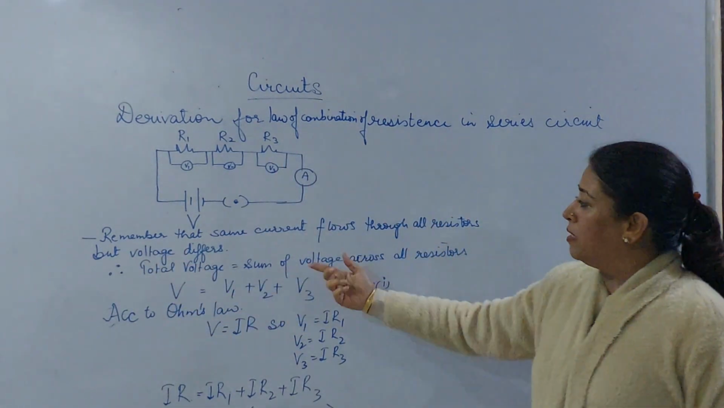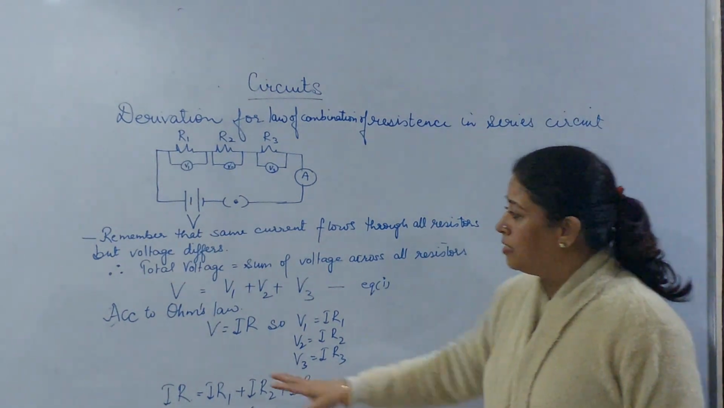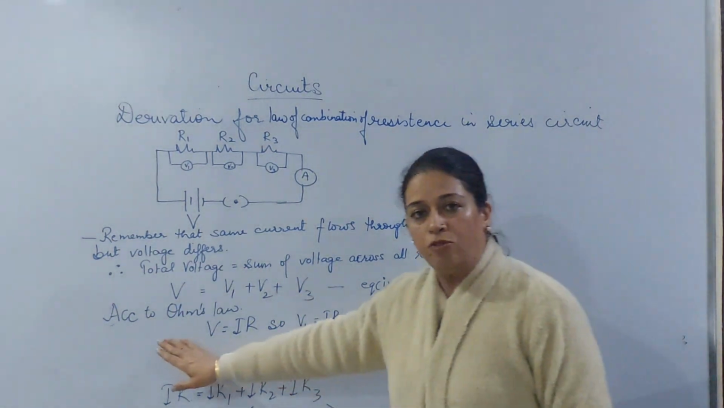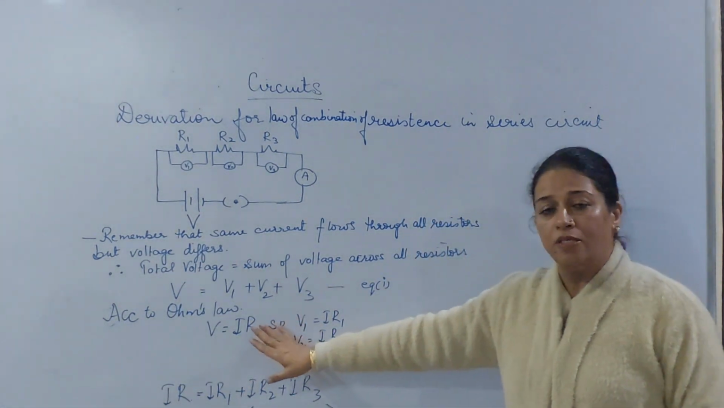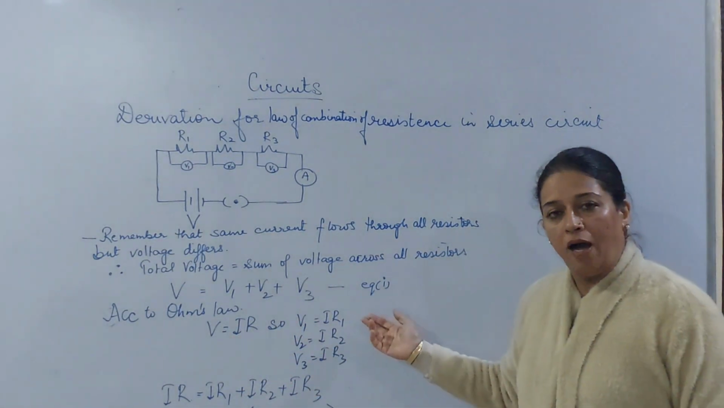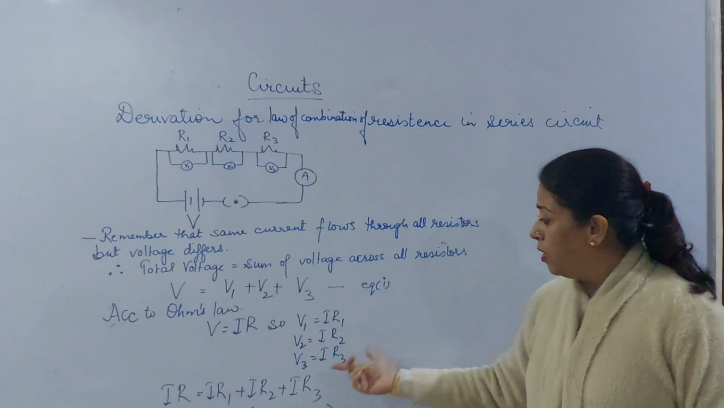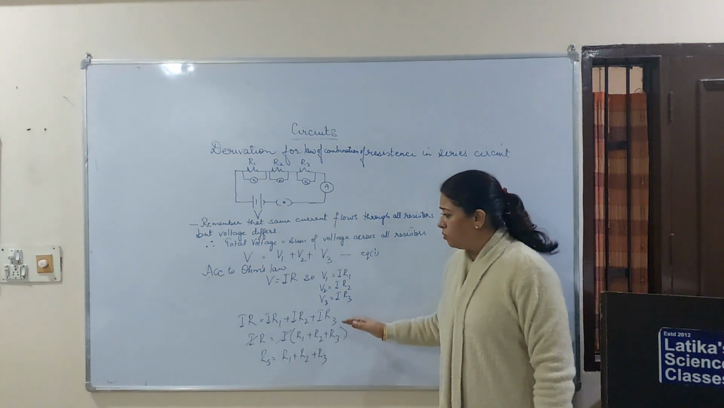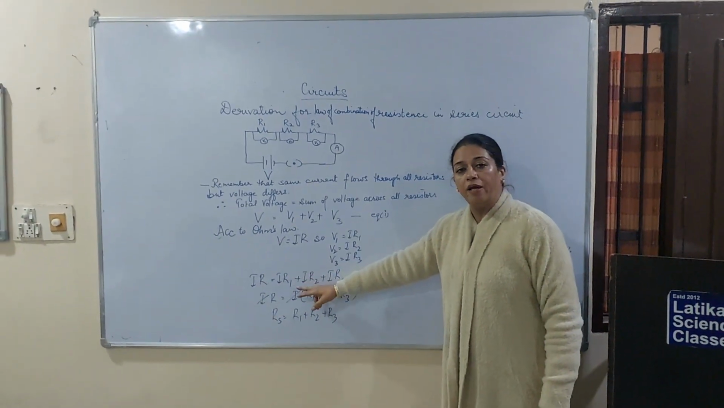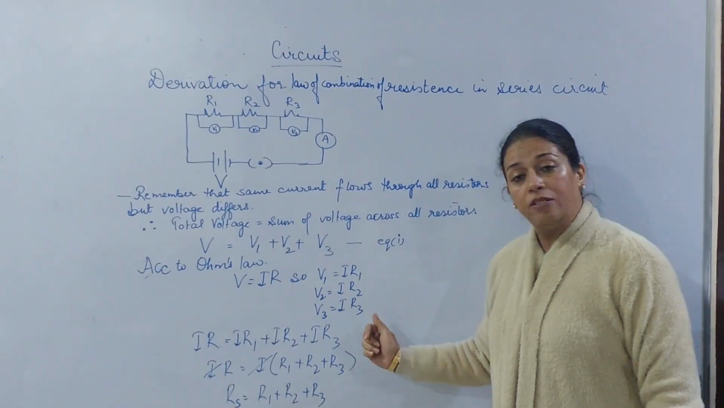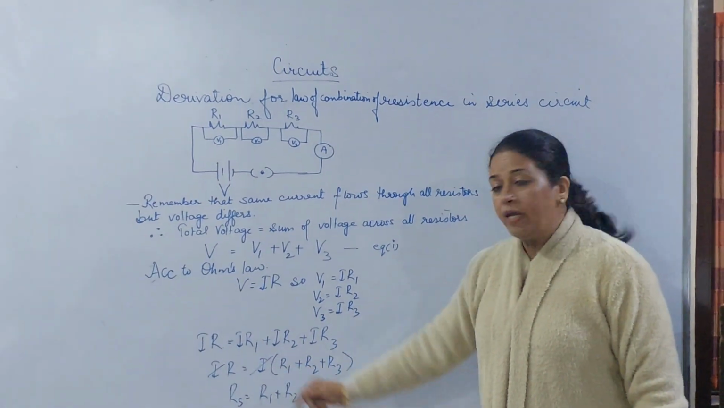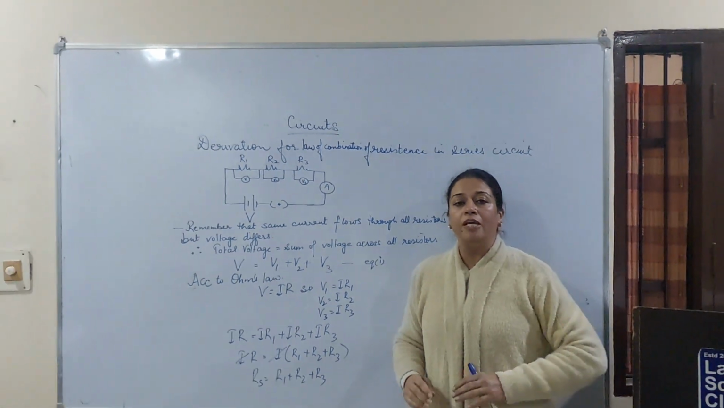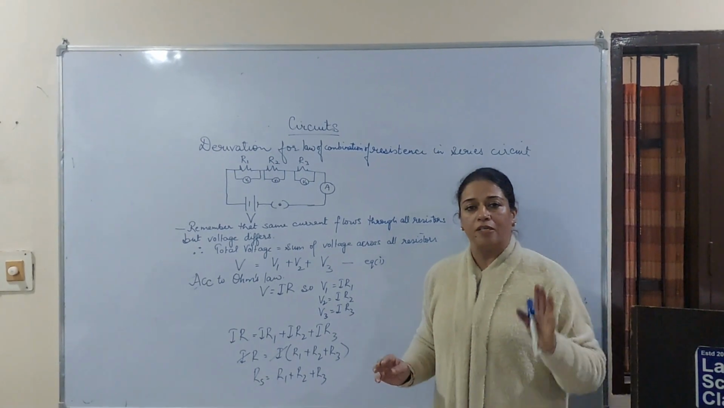So the total voltage will be the sum of the voltage across all the resistors. So we can say that V equals V1 plus V2 plus V3. And according to Ohm's law, we know that V equals IR. So V1 will be IR1, V2 would be IR2 and V3 would be IR3. Now putting the values in equation 1, we get IR equals IR1 plus IR2 plus IR3. Now cancelling I, what do we get? That the total resistance will be the sum of all the individual resistances. So it's pretty easy to calculate the total resistance in the circuit.